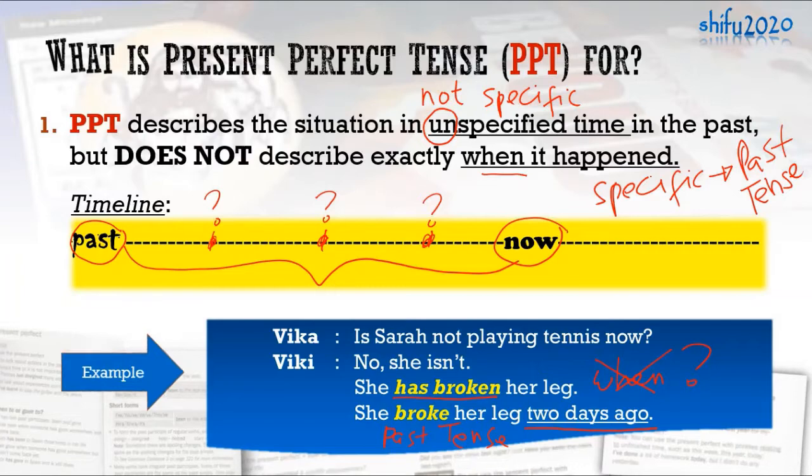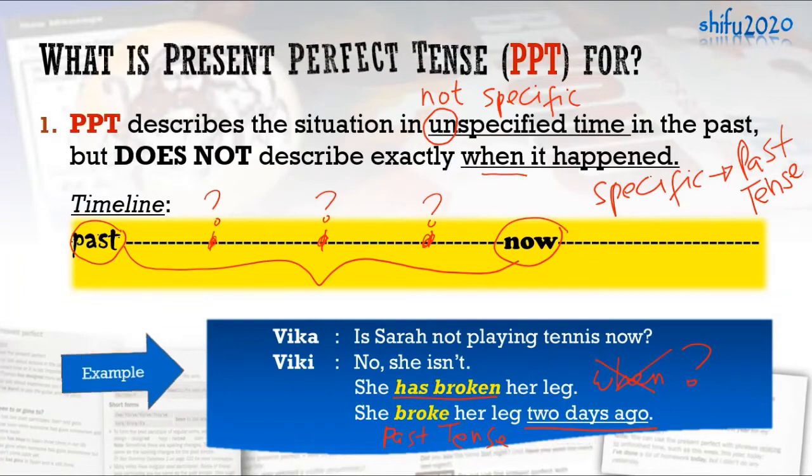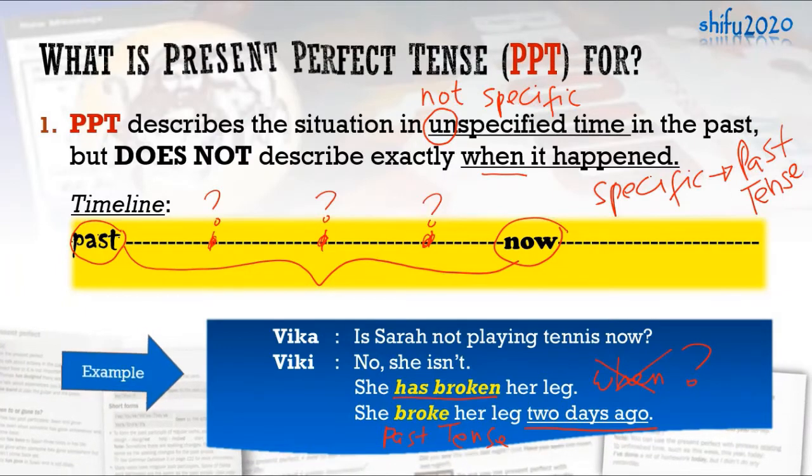Okay, so this is the first difference between the present perfect tense and the past tense about the time, about specific time or not specific time. If the time is not specific, use present perfect tense. If it is specific, if you know exactly when in the past, then use simple past tense. Okay, now we move on to the second function.